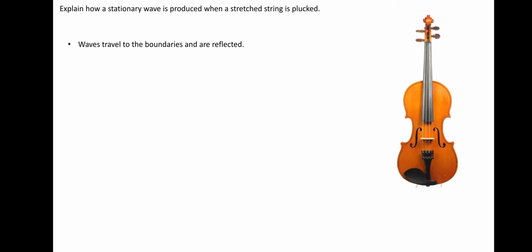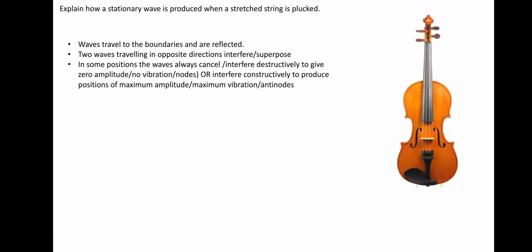So waves would travel to the boundary and are reflected. The two waves travelling in opposite directions would undergo superposition, or you could say interfere or superpose. In some positions, the waves always cancel or interfere destructively to give zero amplitude, which we call nodes, or they interfere constructively to produce positions of maximum amplitude or maximum vibration, and we call these antinodes.